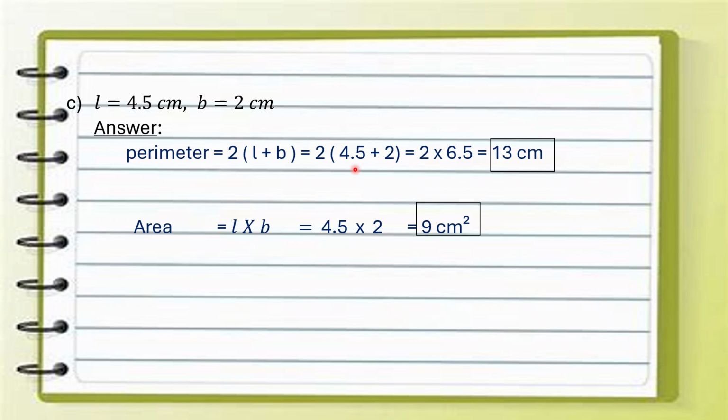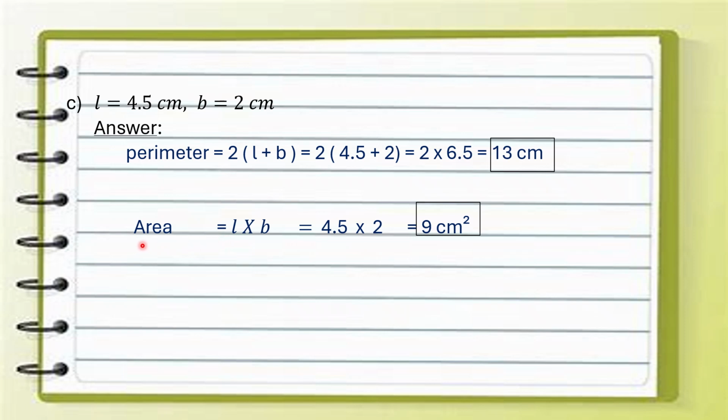So let's substitute now. So what is our L? That is 4.5. What is our B? That is 2. So 2 of 4.5 plus 2, which is equals to, 4.5 plus 2 is 6.5. So 2 into 6.5 is 13 centimeter.